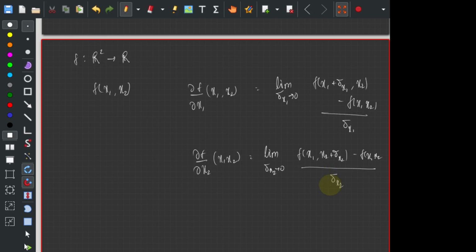Right, so in some way you can view this in the following manner. You have this function f. It's some surface, right? You take a particular point x1, x2. If you fix a particular x2 and you look at the function as a function of x1, it's some particular curve, right? And the slope of that particular curve.